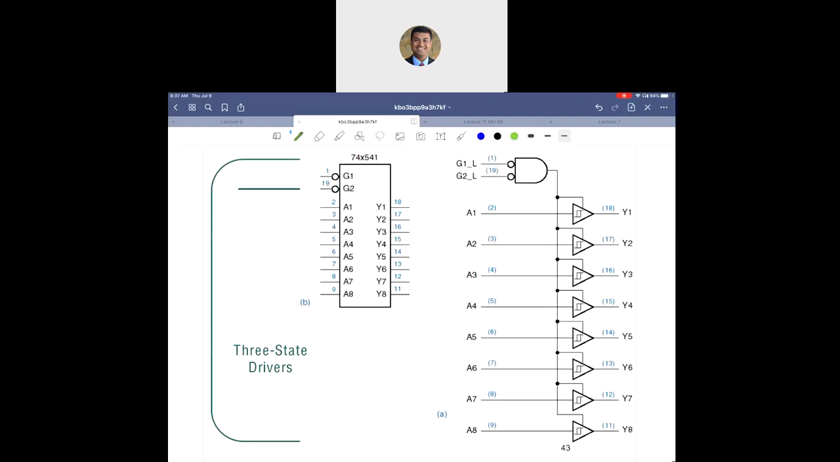Next, I have a 74X541. This is a three-state or a tri-state driver, and it allows me to do a tri-state buffer operation on 8 inputs simultaneously. So those 8 inputs are A1 all the way to A8. I'm going to mark them as 8 active high inputs. And they can map directly to 8 active high outputs depending on 2 enable signals. Those enables, 2 of them, are active low.